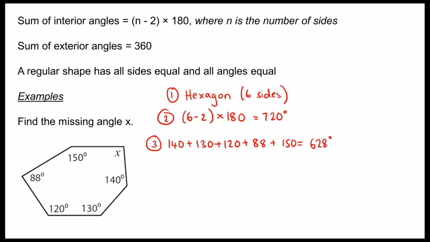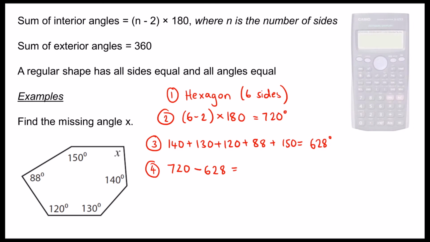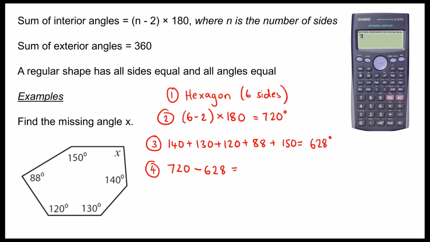Lastly, I can work out my missing angle by subtracting the sum of all of the angles that I'm given away from the sum of the interior angles. So 720 is the sum of all of them. Take away 628 is the angles that I've been given, and that will give me my missing answer for x. Again, if I need to, I can use my calculator to work this out. So 720 subtract 628 gives me an answer of 92 degrees.